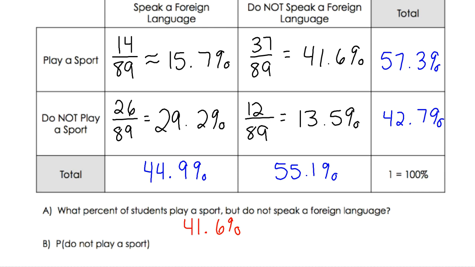For part B, what's the probability that someone does not play a sport? Does not play a sport, the total there is that 42.7, the marginal. All right. So that kind of explains joint relative frequency and marginal relative frequency.